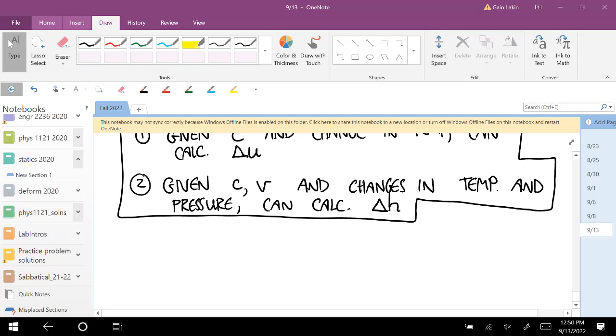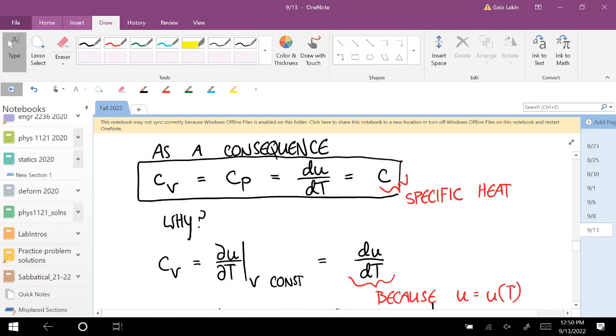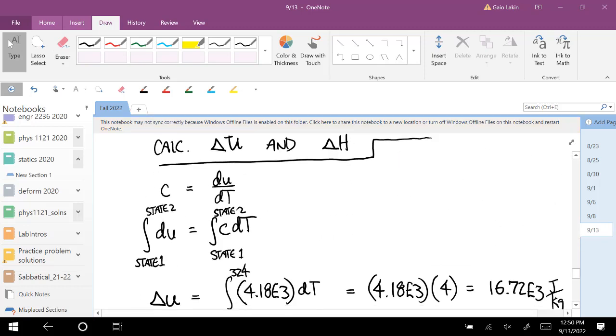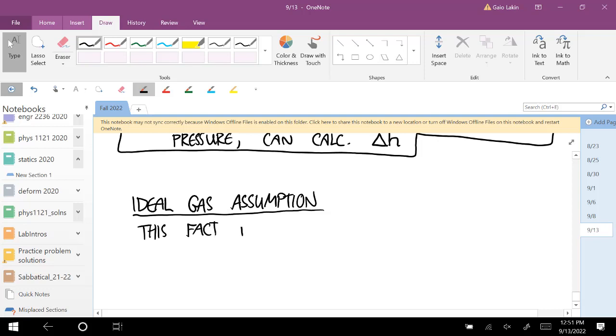But now I'm going to talk about the ideal gas law and the assumptions that go along with that, and what you know if you have an ideal gas. So this first one was the incompressible assumption. Now we're going to talk about the ideal gas assumption. And it's all based on this one amazing fact. This fact is amazing.